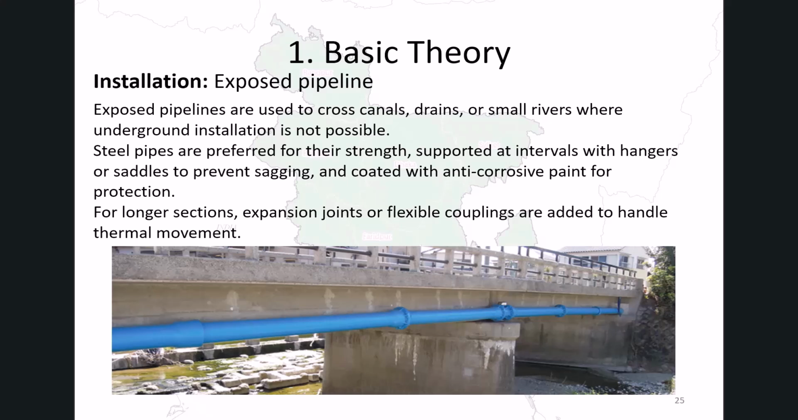Exposed pipelines are typically used for river crossings or bridge installations. They require secure structural supports, anti-corrosion coatings, and expansion joints to accommodate thermal movement. Proper installation is essential to prevent sagging, joint failure, and long-term structural damage.